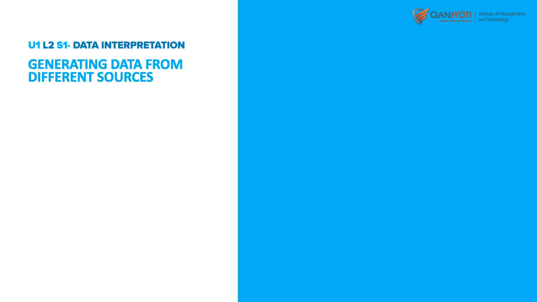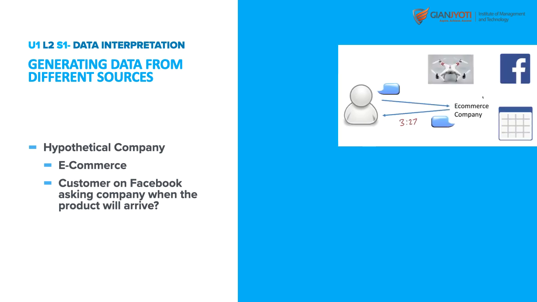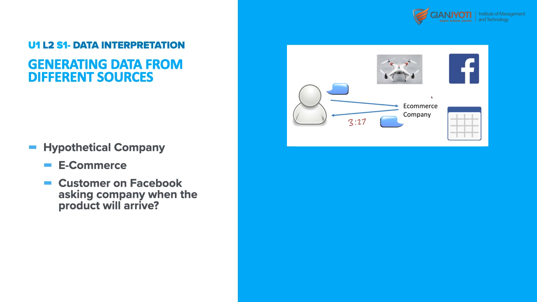This is slide 1. Let us talk about generating data from different sources. In order to explain this, I'll take one hypothetical example. There is one e-commerce company on Facebook, and I'm a customer and I'm also on Facebook. I go to the Facebook page of this company and put this question to the company: I have ordered one product from your company and I would like to know when I will receive that product. If I have to show you in a diagram, this is the scenario I'm talking about.